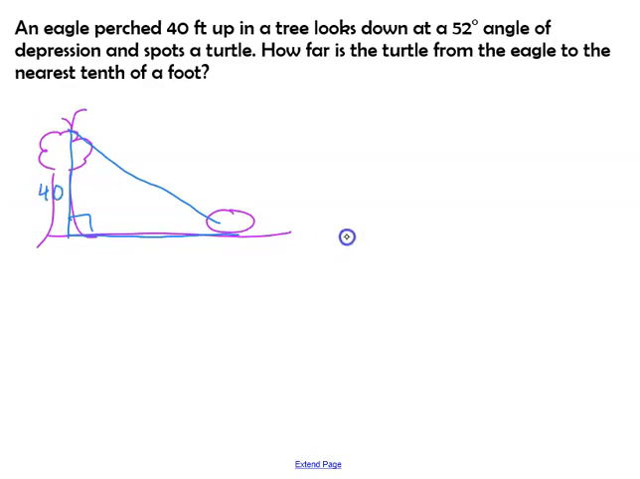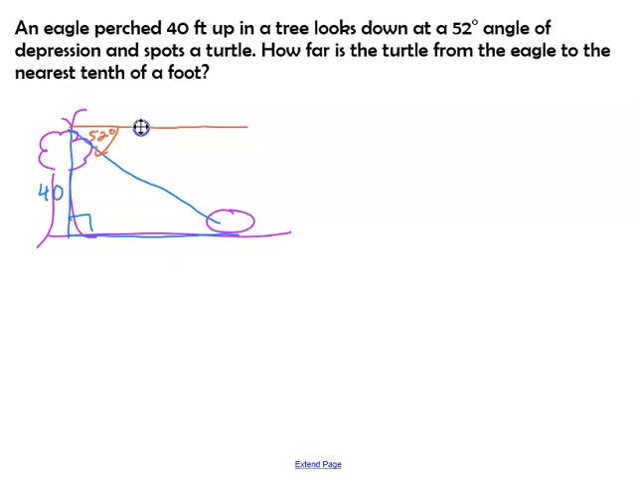And it says that the eagle looks down at a 52-degree angle of depression and spots the turtle. Now you have to be really careful here. When you've drawn this diagram, you're going to be really tempted to make this 52 degrees, but you have to remember that an angle of depression and an angle of elevation always starts out horizontal. So from the eagle, we need to go out horizontal, and then the angle depresses downward. So this is the 52-degree angle.